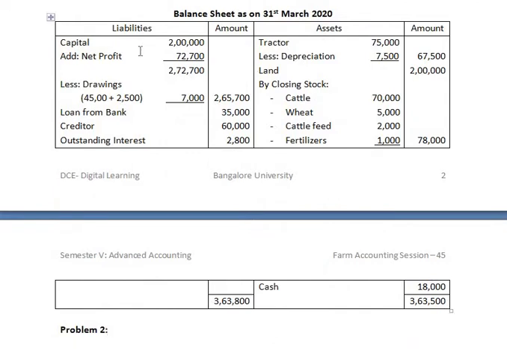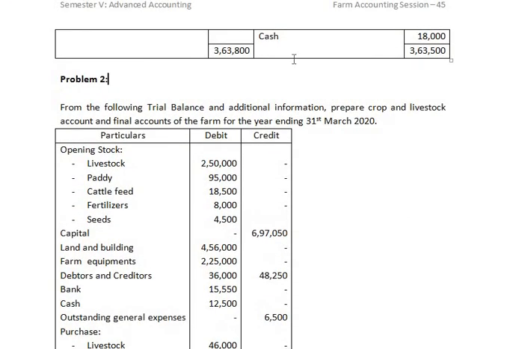Balance sheet. Capital, net profit has to be added to the capital, drawings has to be deducted. Loan from bank, creditors, outstanding interest has been recorded. In the asset side, tractor less depreciation, land, closing stock, cash is recorded, balance sheet is tallied. Now let's see the next problem.